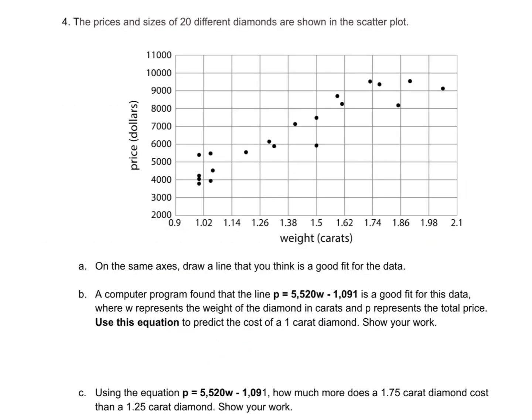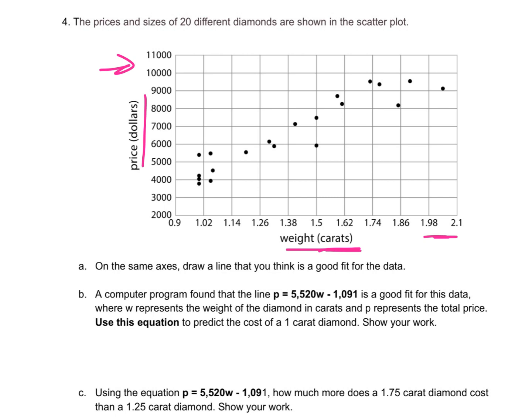Okay, now moving on to a scatter plot. The prices and sizes of 20 different diamonds are shown on the scatter plot. So each one of these is a different diamond. Okay, so let's take a look. Here's the weights in carats and the price in dollars. So you can see that, in general, the more it weighs or the bigger the diamond is, it looks like the cost would go up, the price would go up.